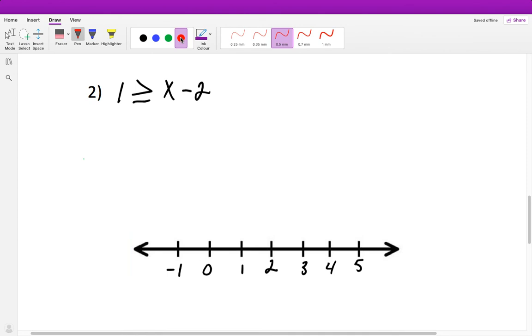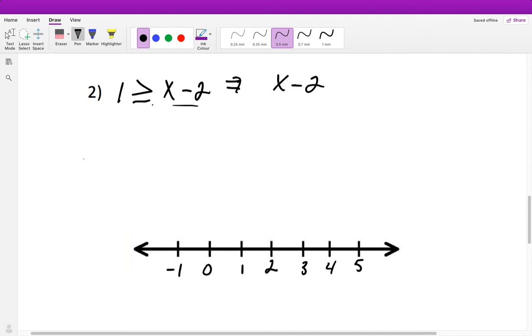All right, so if you look here, you do see that our variable is on the right-hand side. So what I would actually suggest that you do is rewrite this and put your variable back on your left-hand side, especially if you're going to just read your inequalities. So that means I'm going to write x minus 2 here.